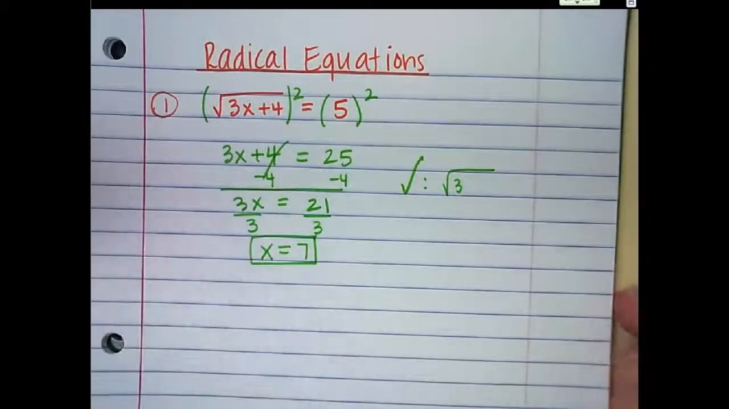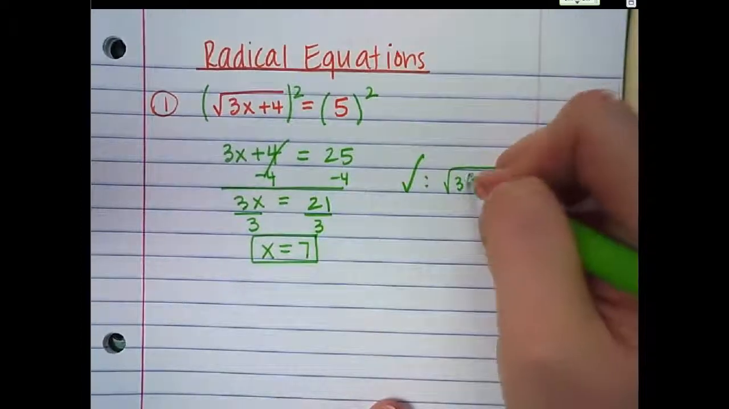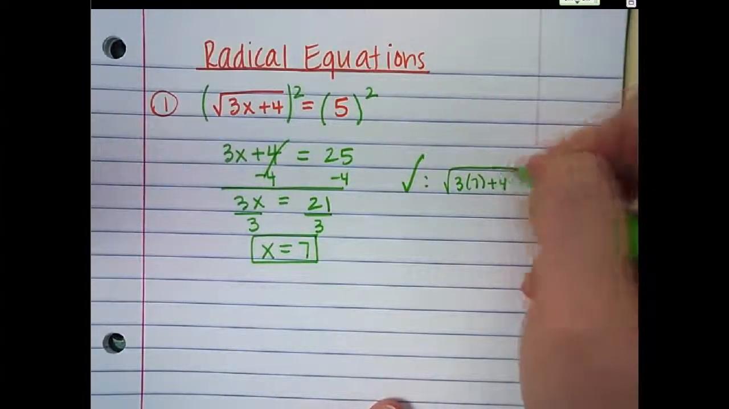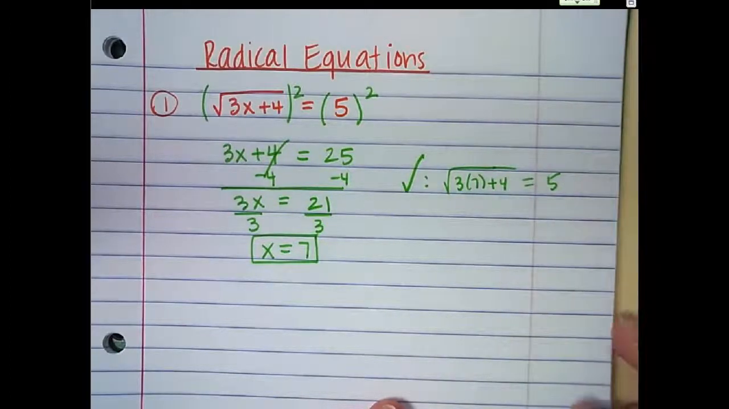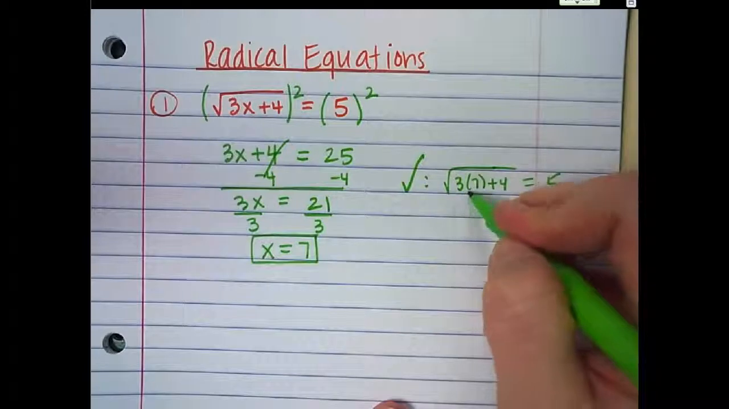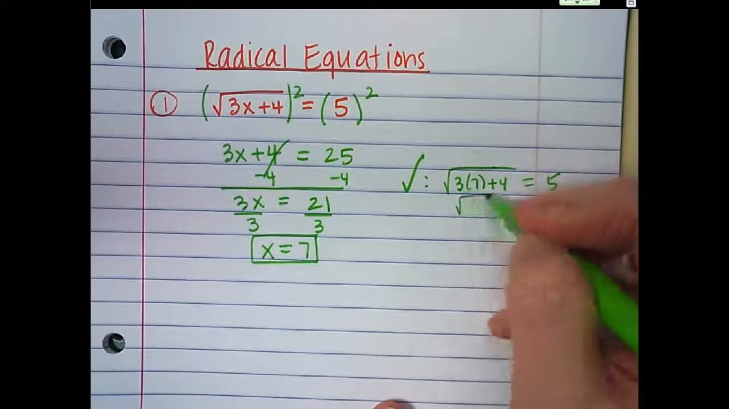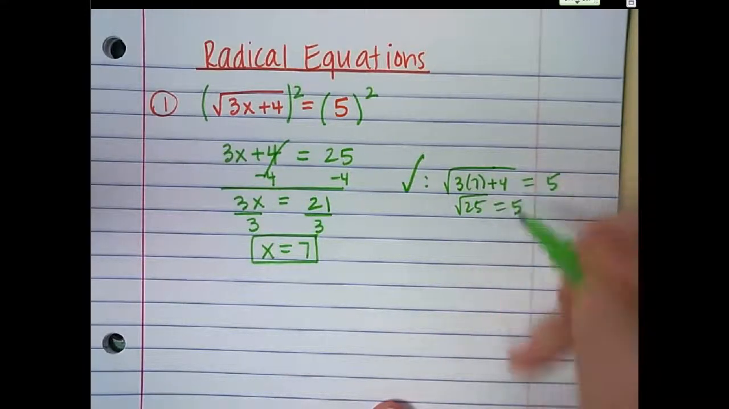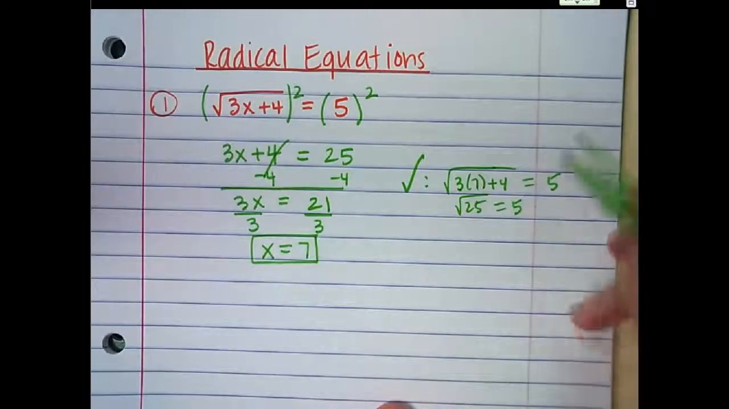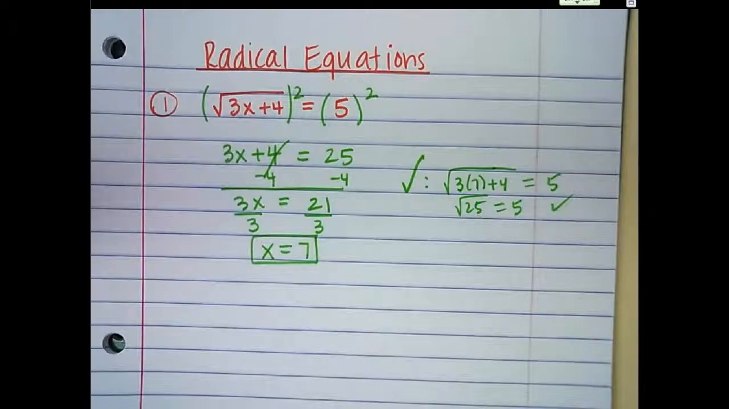Because you will get no solution on some of these. Or you'll get 2 answers, and one will work and one doesn't. So if we put 7 back in here, we want to see if that equals 5. Remember, you don't have a calculator, so carefully check your work. 21 plus 4 is 25. Does that work? Yes, it does. Make sure you check your answers here.